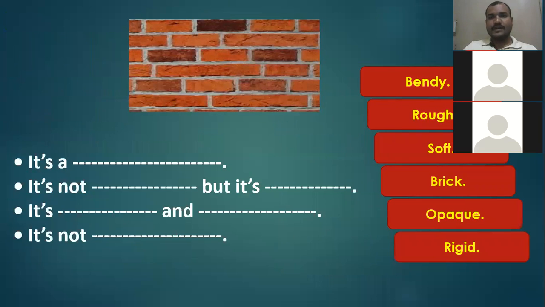Now, I'll give you a few pictures with some hints and some blanks. You need to fill the blanks by observing the picture and by understanding the concept. So here you can see the picture. What is the picture here? Bricks. It's a wall made of bricks. There are some words you can use to fill the blanks here. I'll give you just half a minute. Look at the picture and the vocabulary and try to fill the blanks.